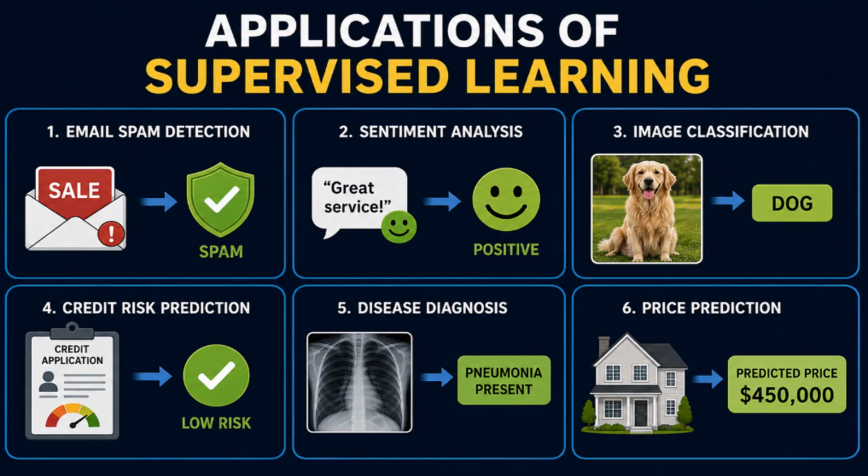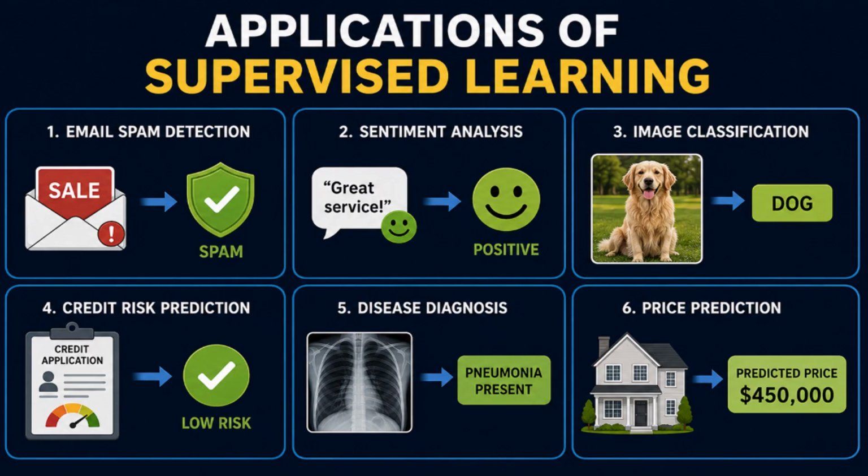It helps detect spam emails by separating unwanted messages from genuine ones. It can understand customer opinions through sentiment analysis, such as identifying whether a review is positive or negative. It is widely used for image classification, like recognizing that an image contains a dog.